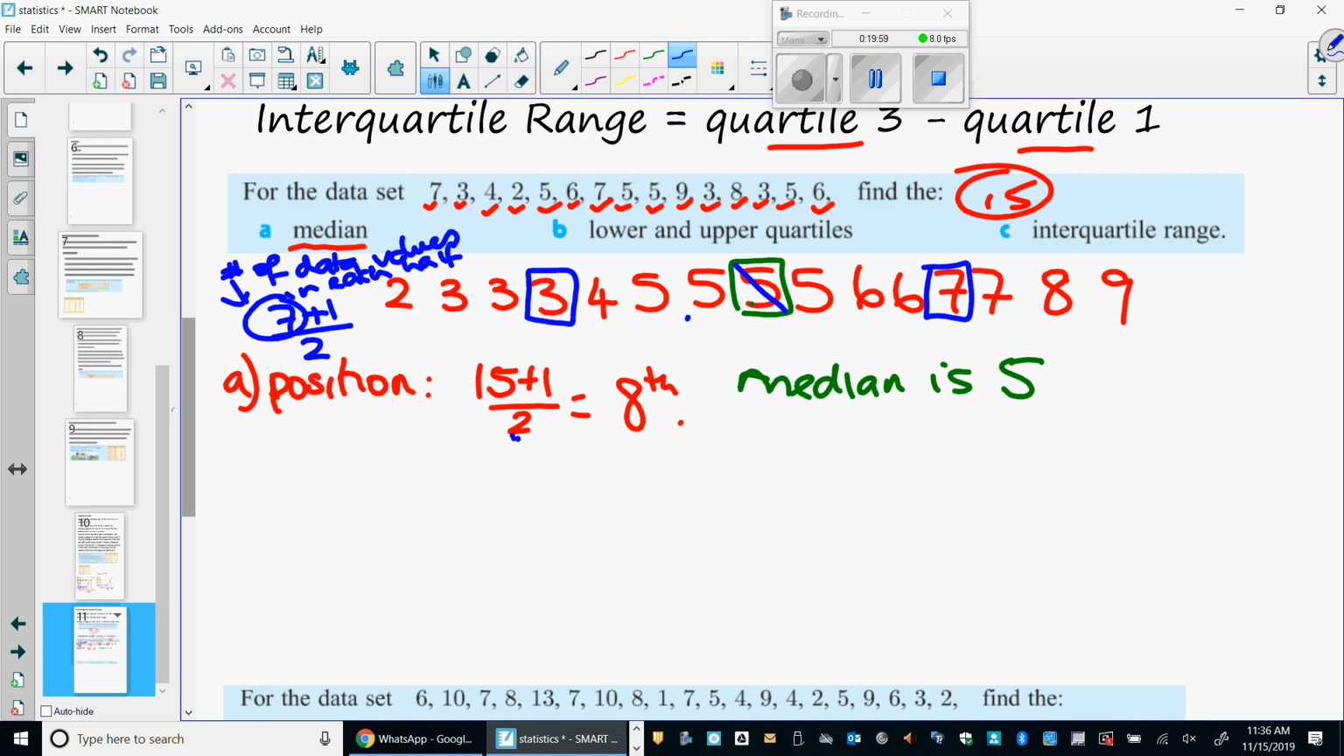Okay, did you understand this one? So we just start counting here. 1, 2, 3, 4.